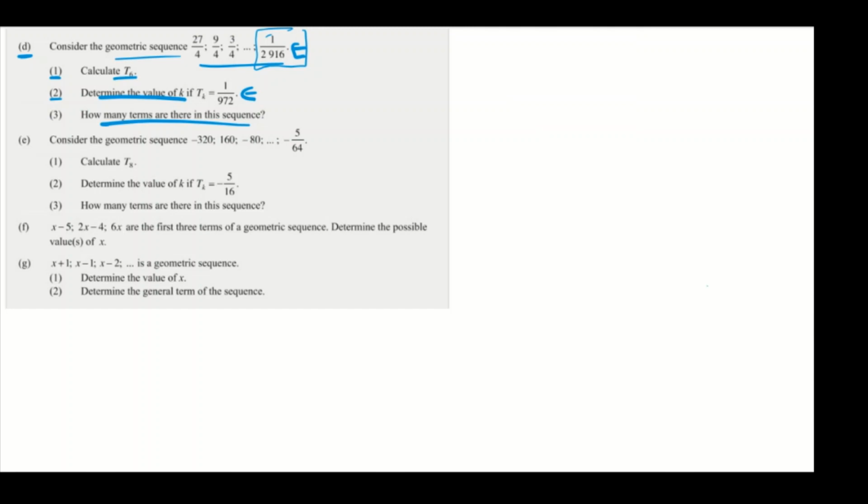Okay, so now we're going to do E, which, if you can see, is the same as the previous question that we did. Almost everything is just a change of numbers. So we are given this geometric sequence here, and in the first part of the question you're asked to find t subscript 8, right? So this is E. You have minus 320, you have 160, you have minus 80, and it goes all the way up to minus 5 over 64.